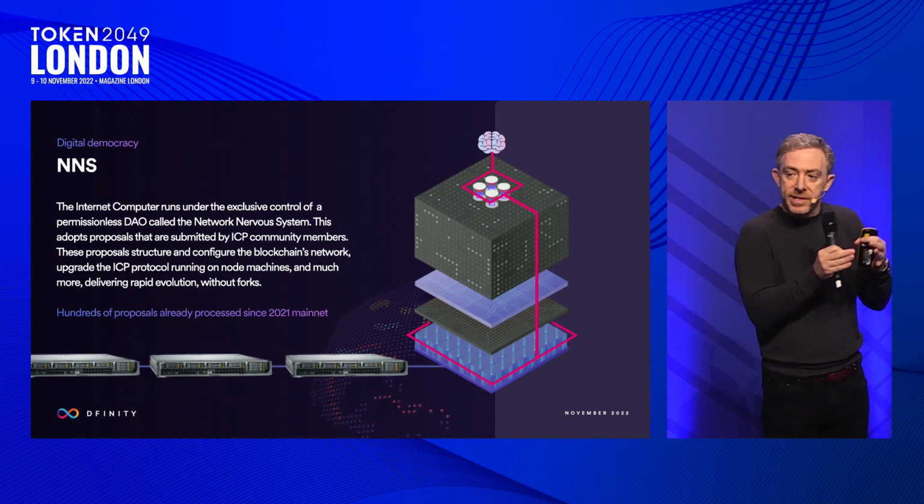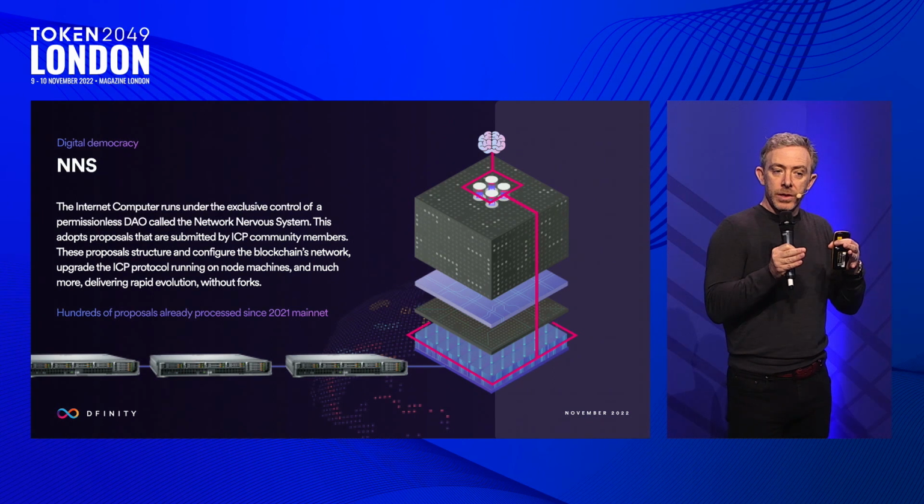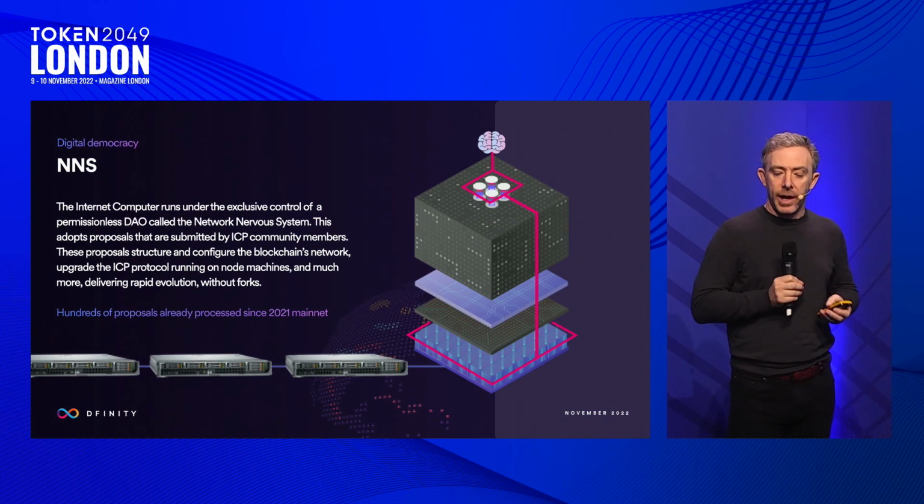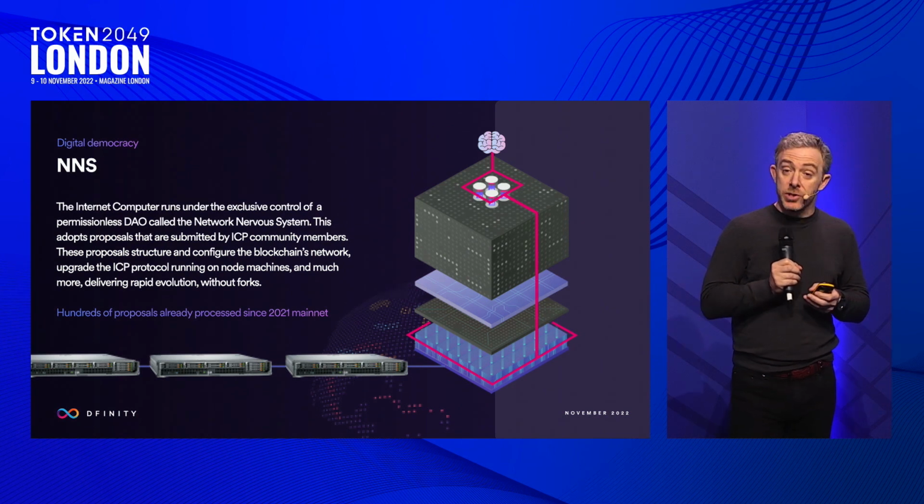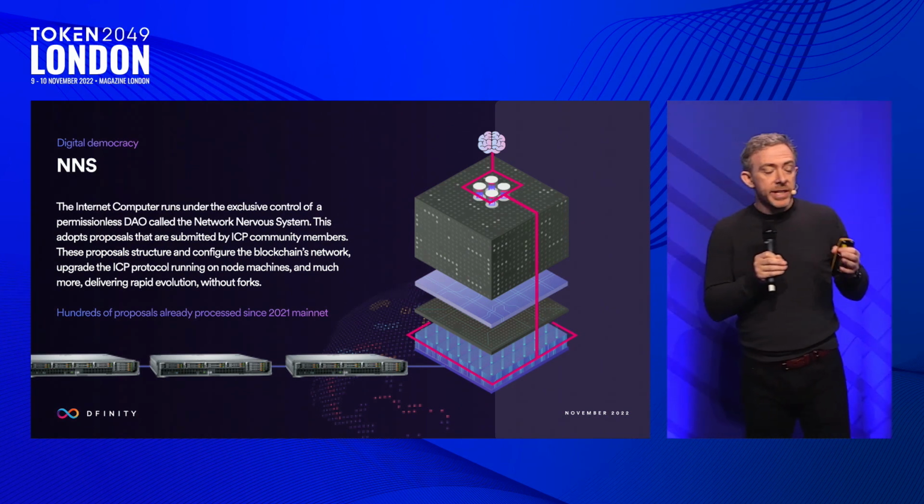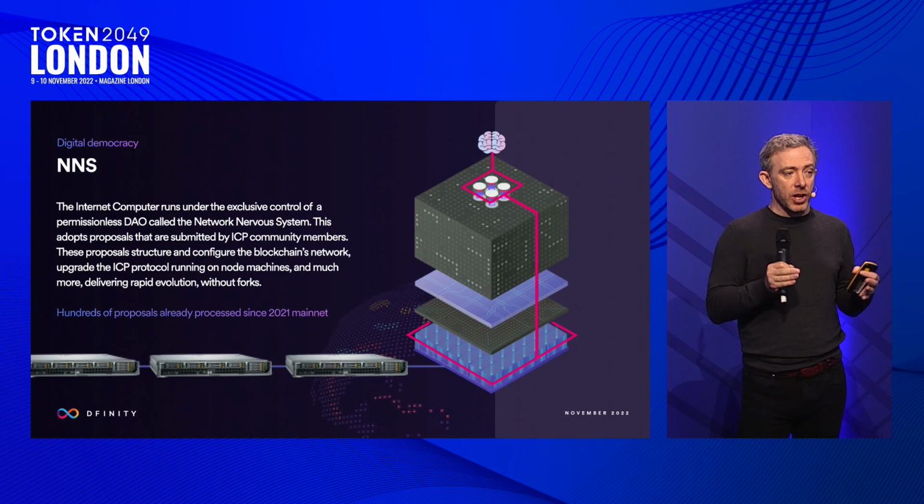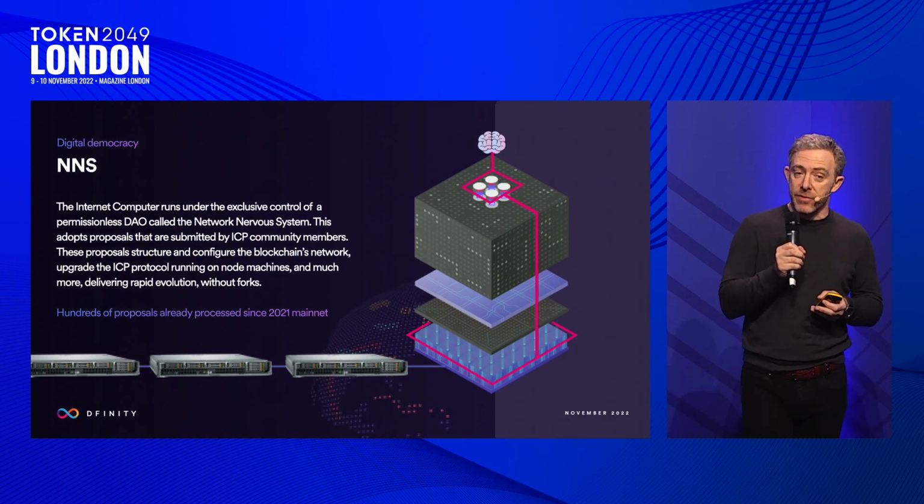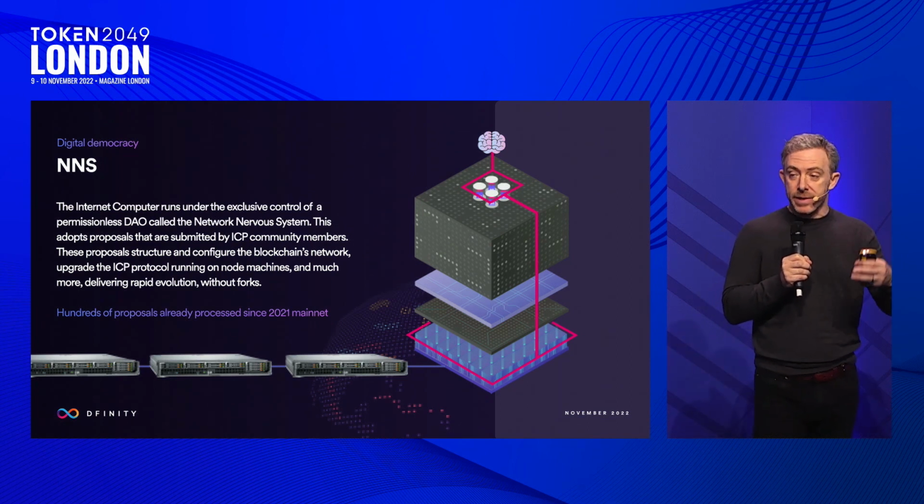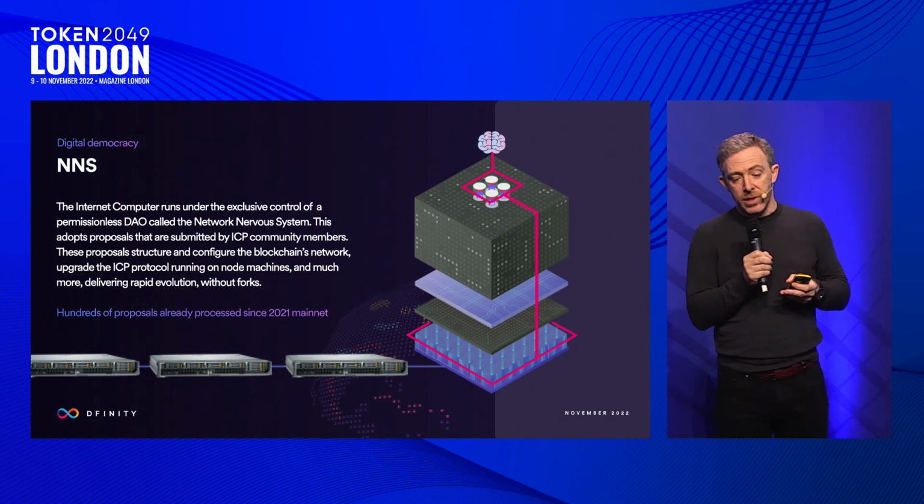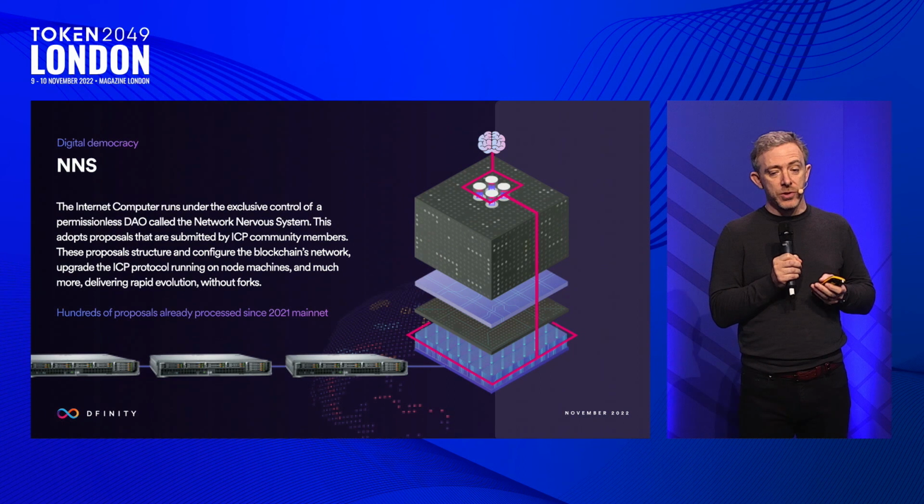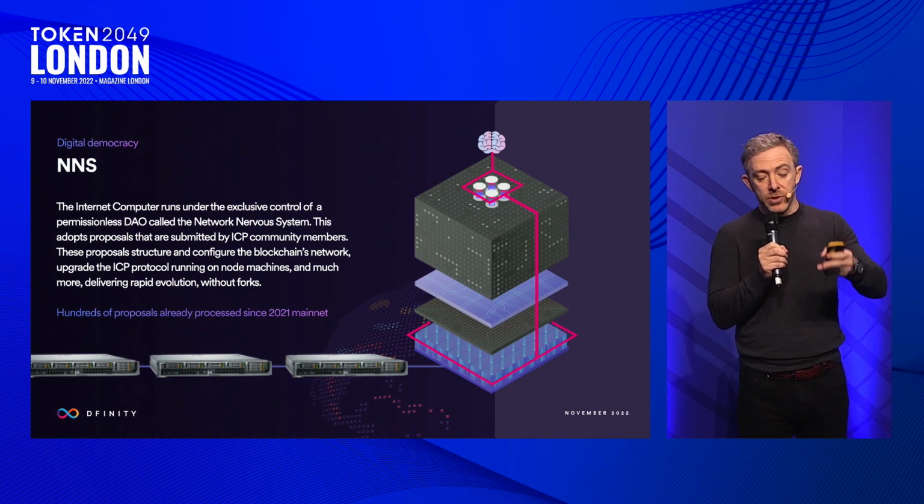And that centralized party coordinates the community of validators upgrading the node software. The internet computer doesn't work like that. It's fully decentralized. So it runs under the control of a permissionless governance system called the network nervous system. And people submit proposals to the network nervous system. It adopts and rejects proposals, and the adopted proposals get executed automatically. And these proposals can upgrade node machines, for example.